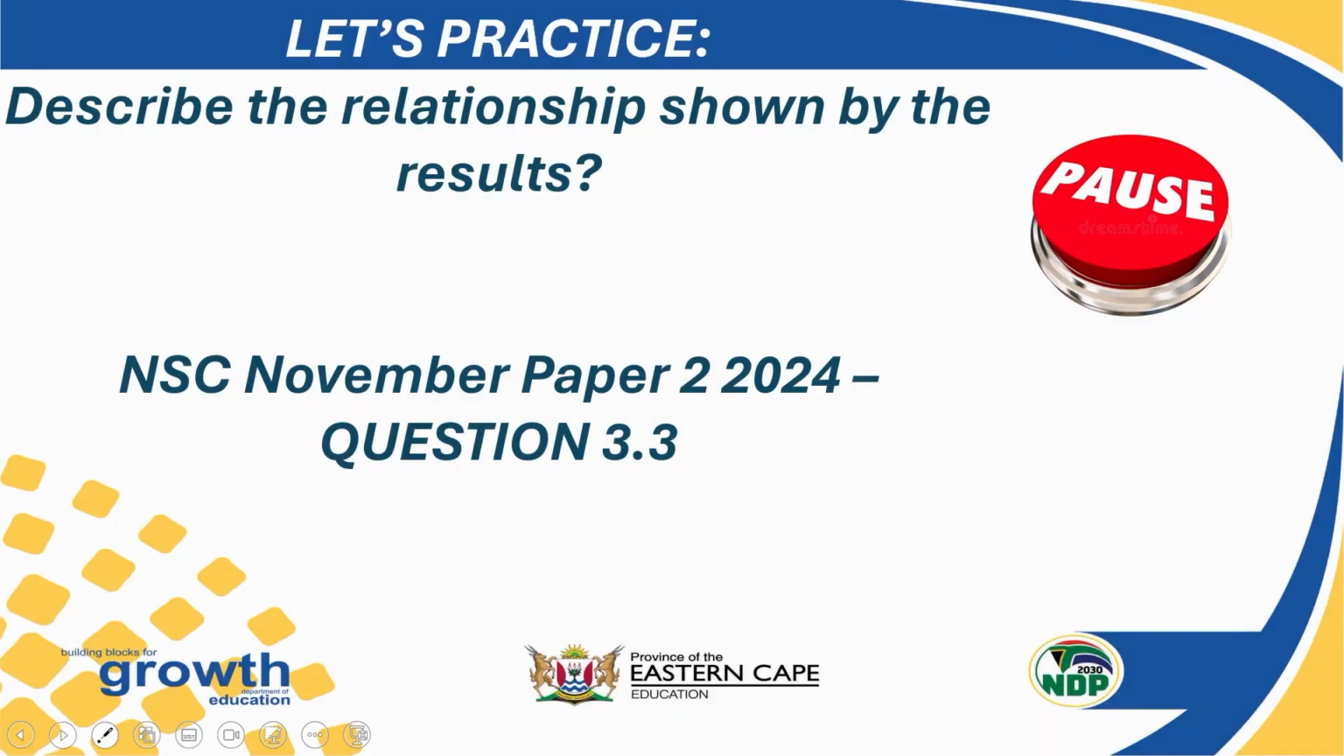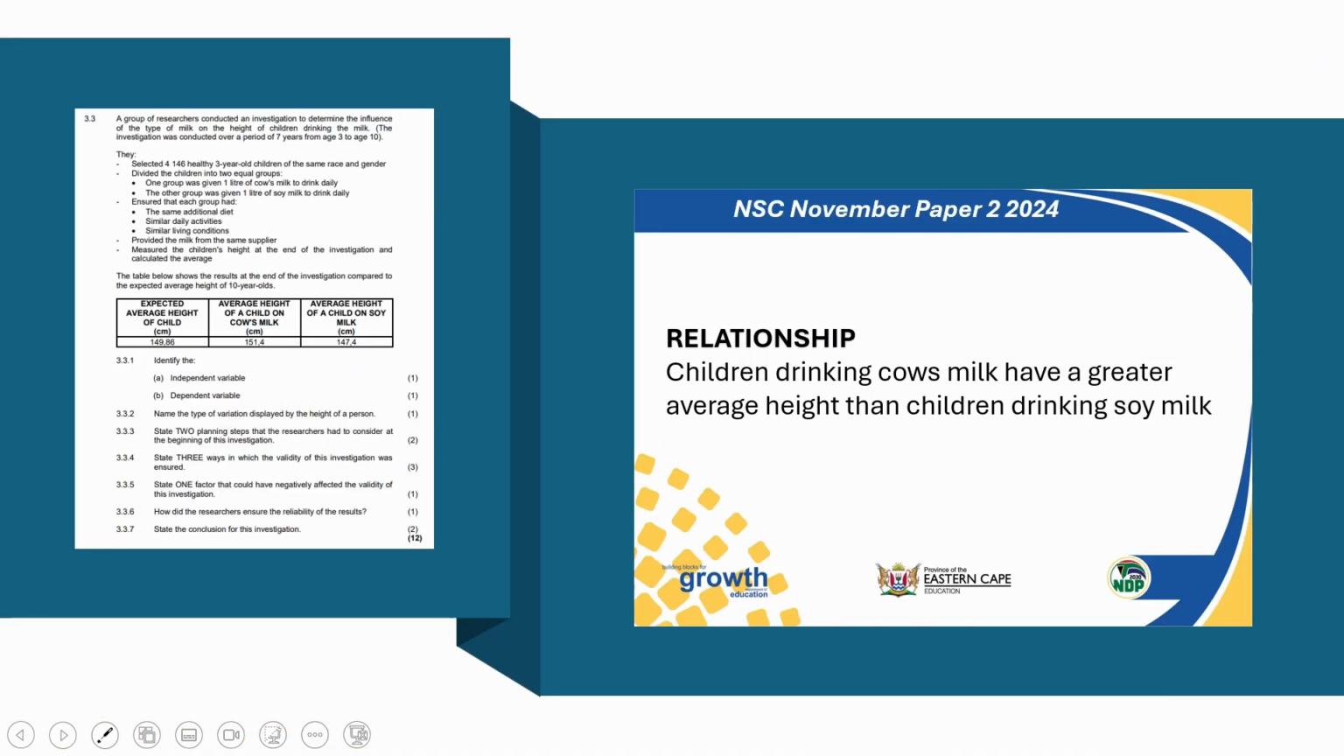Right, so time for you now to practice that. Looking at the November paper 2 for 2024, describe the relationship shown in the results. Right, let's see what you got. Okay, the relationship that is shown in the results says that children drinking cow's milk have a greater average height than children drinking soy milk. Right, that is what the table is showing us. I hope you got that one correct.